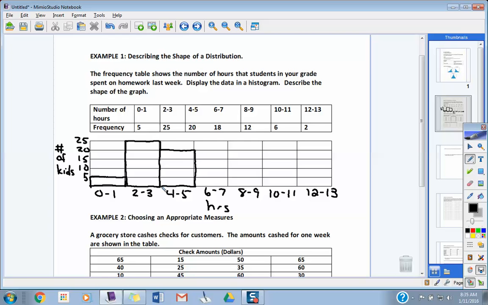How about 6 to 7? 18. So here's 15, here's 20. So I'm somewhere between 15 and 20, maybe right about here. 8 and 9 would be 12 of them, wouldn't it? So here's 5, here's 10, 12 might be right about here. 10 and 11 looks like it's right at 6. And then finally 12 and 13 is right at 2.